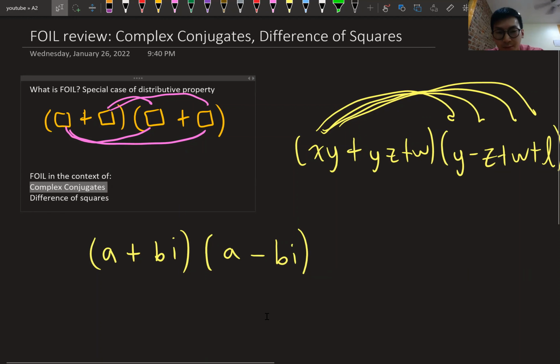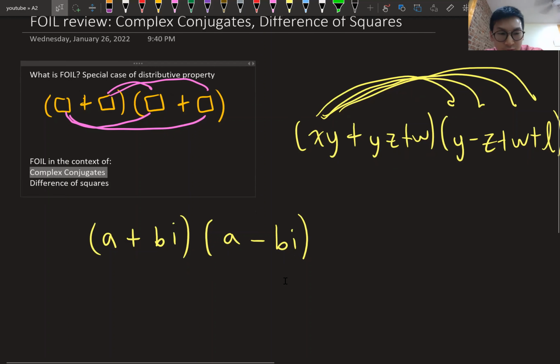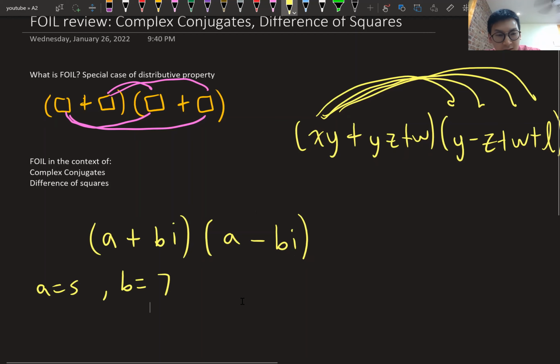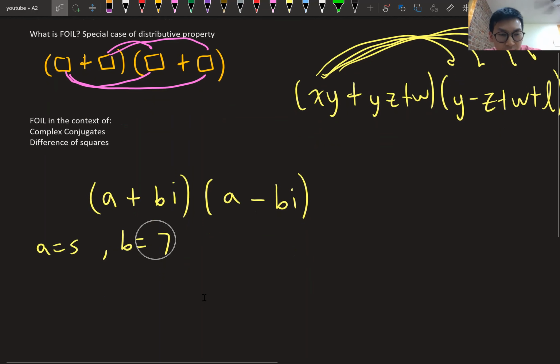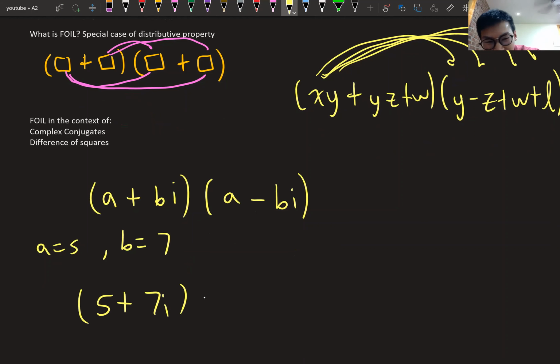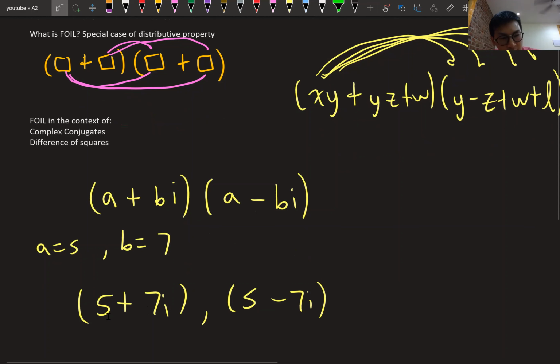All right, so for example, if I told you A equals 5 and B is equal to 7, then the complex numbers I'm referring to here are 5 plus 7i and 5 minus 7i, okay? So here, this minus part is because of that, okay? All right, so now there's a special property about these pairs.